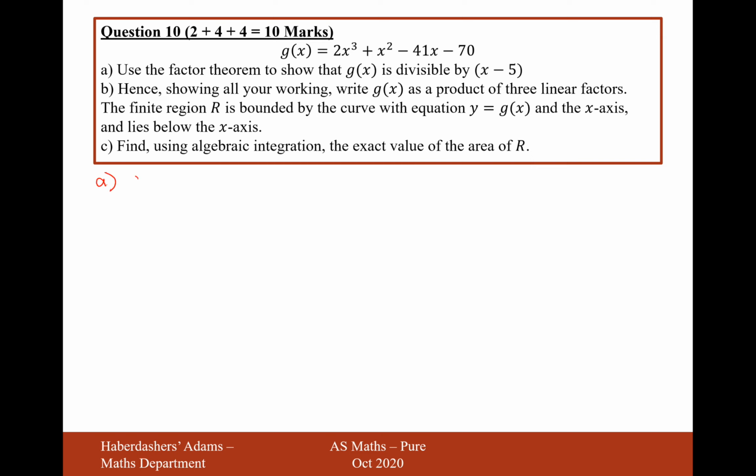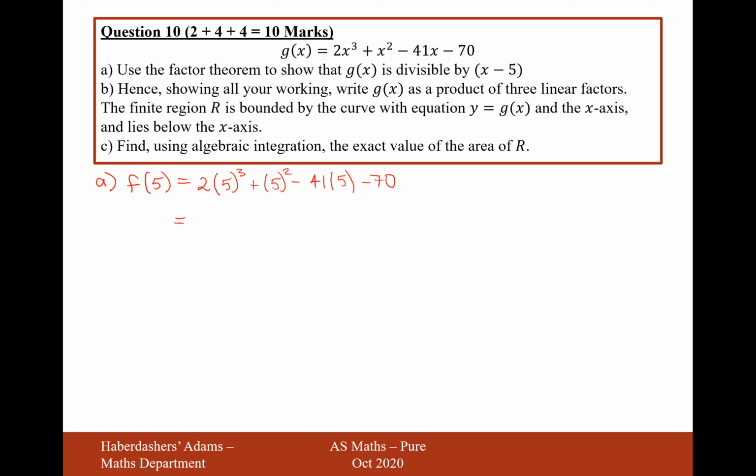So if we're using the factor theorem, we have to plug in f of 5 into our function, and if it is 0, then by the factor theorem, g of x is divisible by x minus 5. So let's put it in. It's going to be 2 times 5 cubed plus 5 squared minus 41 lots of 5 minus 70.